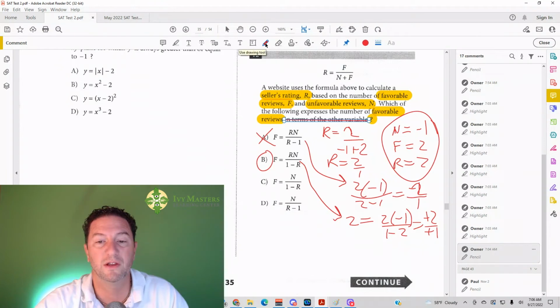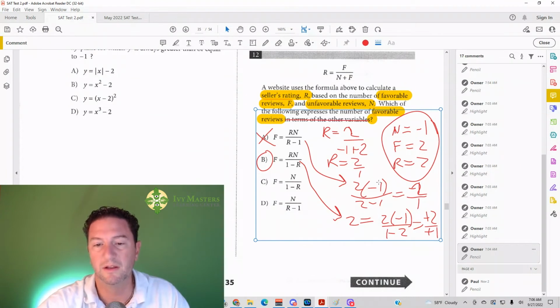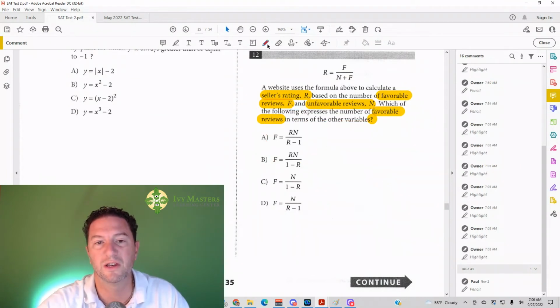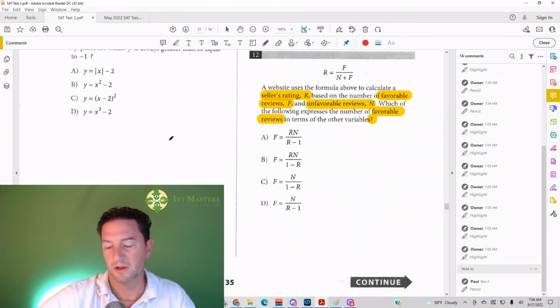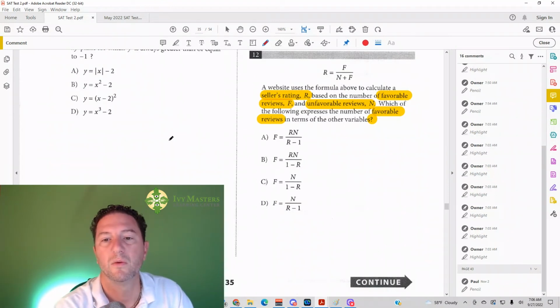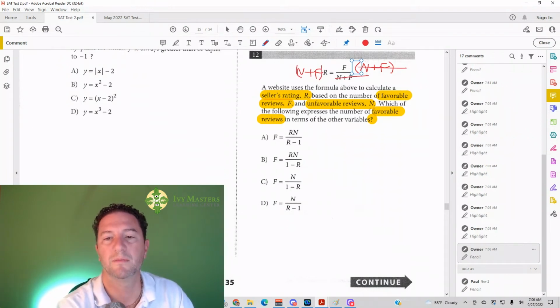You should definitely, in your practice and on test day, test out every answer choice unless timing is an issue for you. So now I'm going to delete this. We're also going to do this question like an algebra problem. So how do I do it like an algebra problem? Well, from the original, what I could do is multiply both sides by N plus F. And why would I do that? Because that's going to get rid of the fraction. It's going to cancel the bottom there.